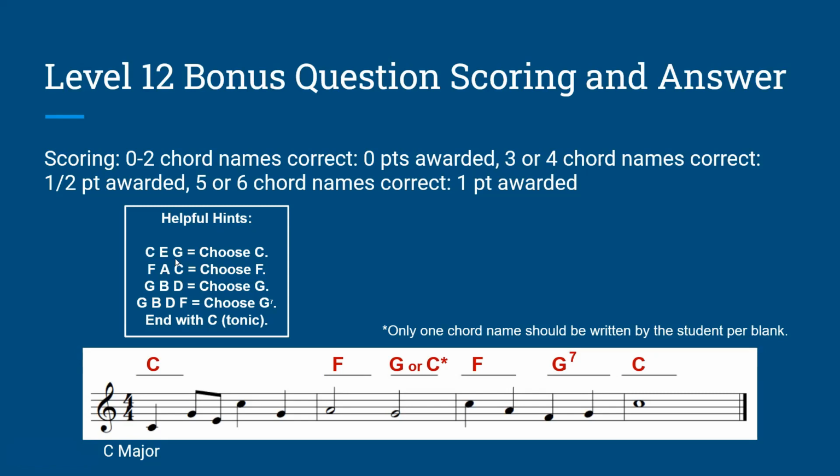If it has C, E, or G in the melody, you're going to choose C. If it has F, A, or C in the melody, you're going to choose F. If it has G, B, D, you're going to choose G. If it has G, B, D, F, you're going to choose a G7. And when you get to the ending blank, you're going to choose C so that you're ending with the tonic. So here in the first measure, you see C, E, G, C, G. So of course, that's going to be C.